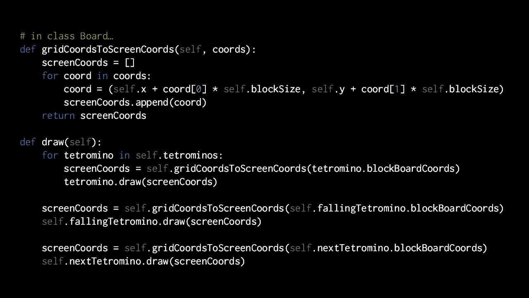Lastly, in the board class, we have a method for converting grid coordinates to screen coordinates. Self.x and self.y, recall, are the screen coordinates of the lower left corner of the board. So we can get screen coordinates simply by adding these screen components to the grid components multiplied by the block size. For example, for grid coordinate x equals 5, we multiply 5 times the block size and then add that to self.x. Once we have screen coordinates for a Tetramino, we can draw it. So in the board draw method, before drawing each Tetramino, we first get its screen coordinates to pass to the Tetramino's draw method. We first draw everything in self.tetraminos, then the following Tetramino, then the next Tetramino.